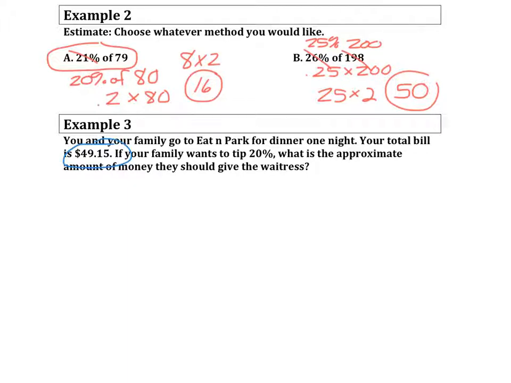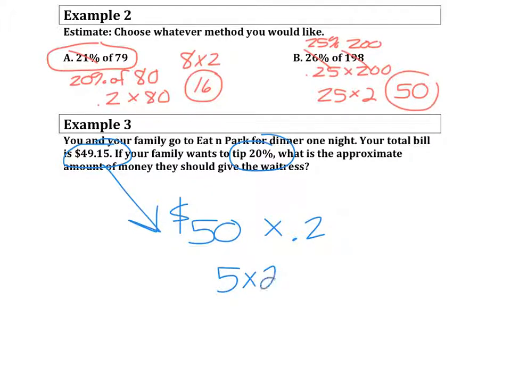Your total bill is $49.15. If your family wants to give a 20% tip, what is the approximate amount of money that you should give the waitress? So a bill of $49.15, I would round that to $50. Always look at that and go, okay, that's pretty close to 50. So now I want to find 20% of that, times 0.2. You could use the 10% rule. 10% of 50 is 5, then times 2 of that would be $10. 20% of something, find 10%, and then multiply it by 2.